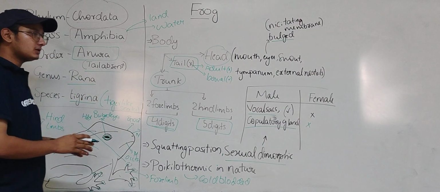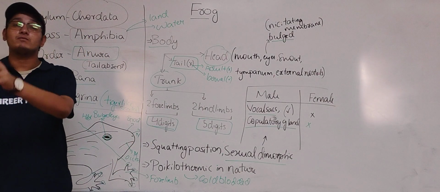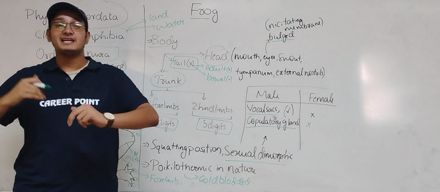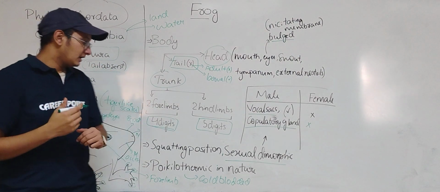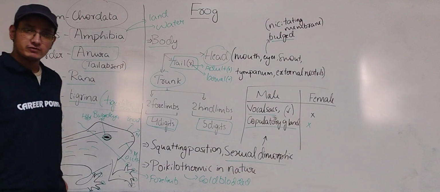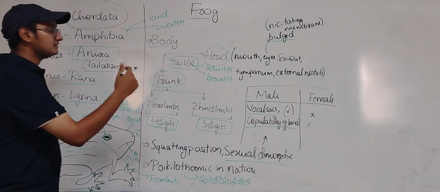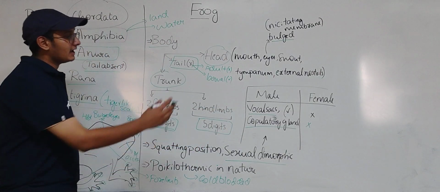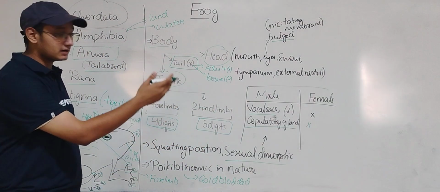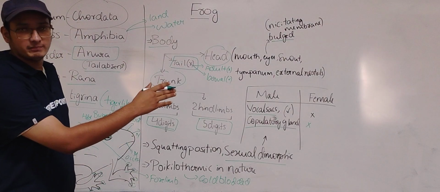The position of the frog is like a squatting position, so it helps them jump from one place to another, over very long distances. And these are sexually dimorphic in nature, so we can differentiate between male and female. Males have vocal sacs and copulatory glands, and the females don't have vocal sacs and copulatory glands. In this way we can differentiate male and female frog.